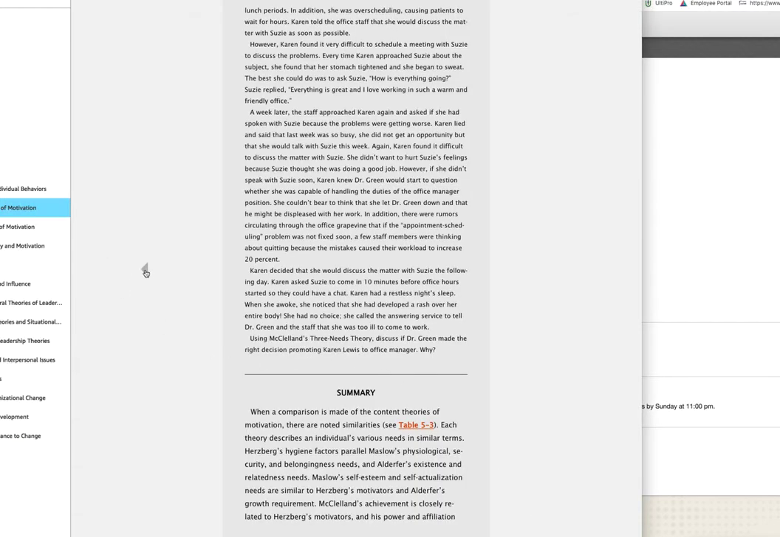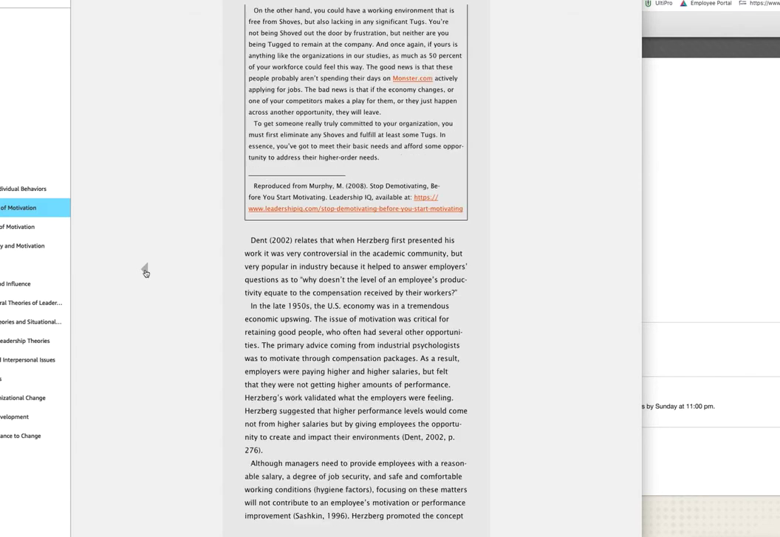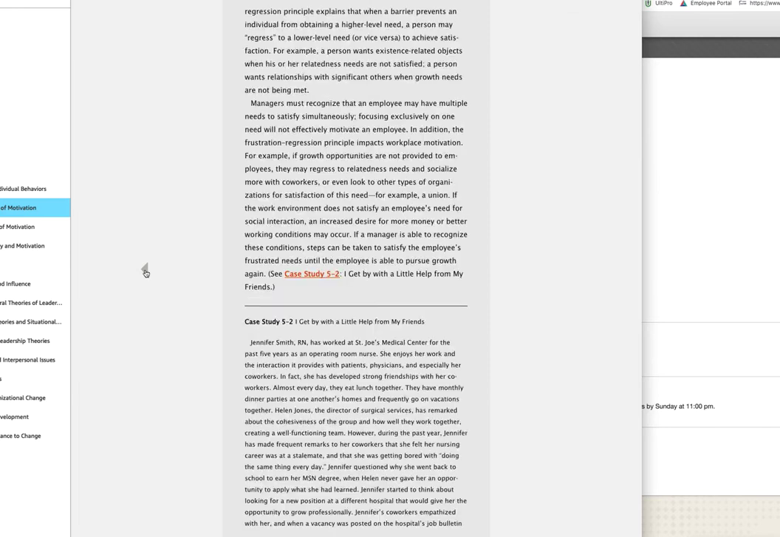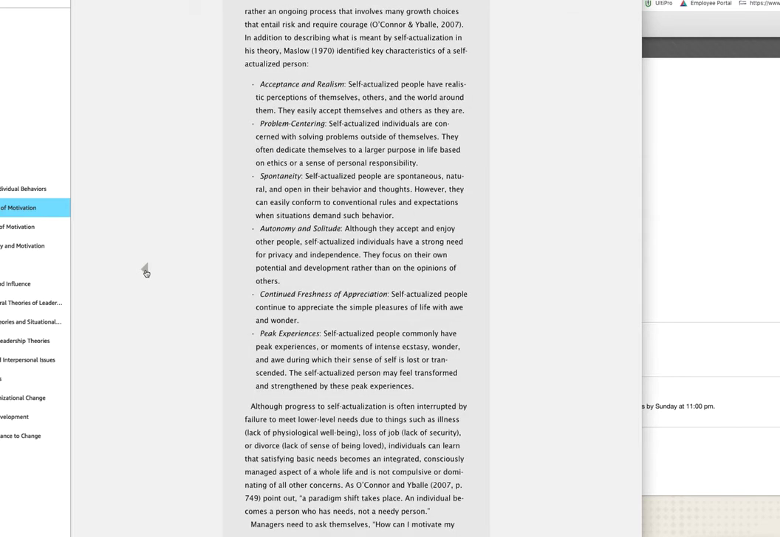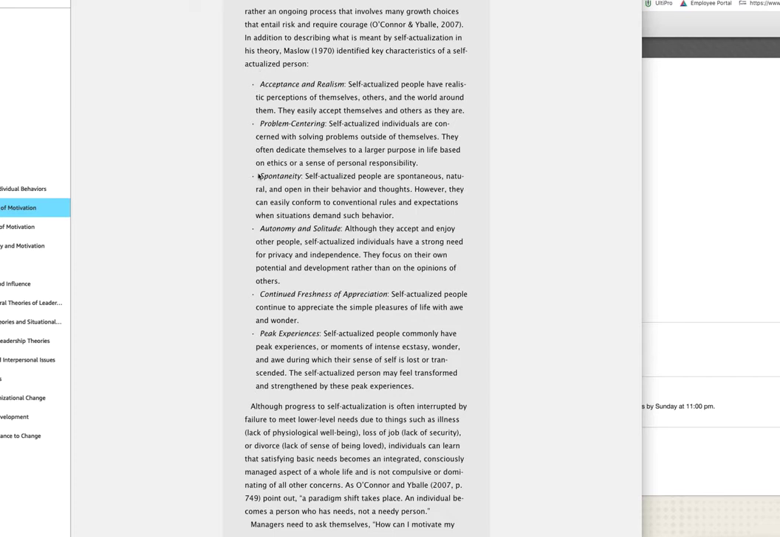Let's go take a look at Maslow, and I'll try to explain why that can be a problem. I'm flipping through the book here. Sorry for doing this. Here we go. Okay. So, talking now about the highest level of need, which is self-actualization in Maslow's hierarchy. This is just a page right out of your book. Acceptance and realism. Okay? Self-actualized people have realistic perceptions of themselves, others, and the world around them, and they accept that.